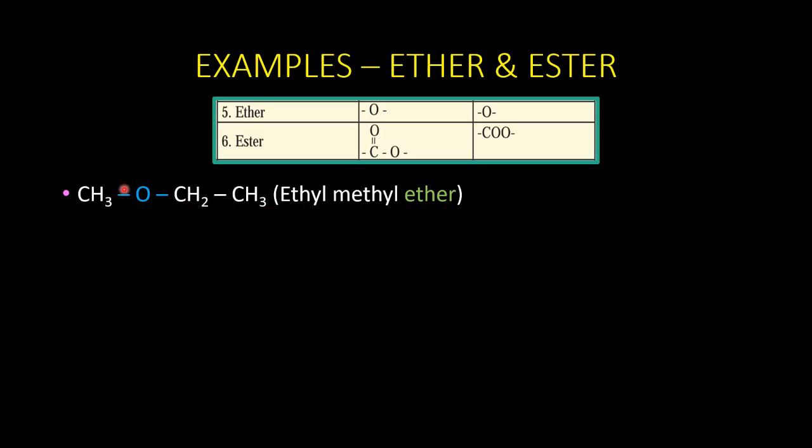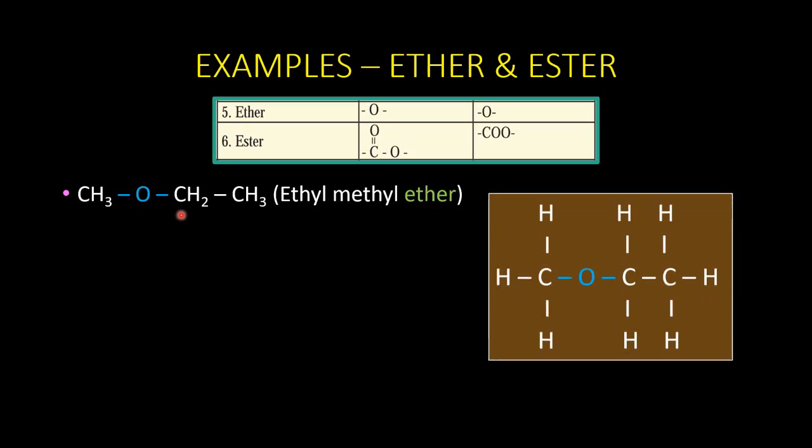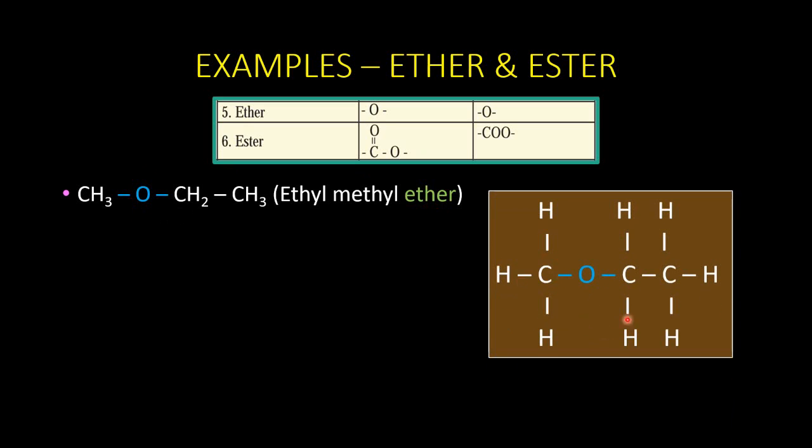Whatever is attached on the right side of the functional group, the group together will be represented first. So it is an ethyl group, so ethyl, and then on the left is methyl. So it is methyl, and then the name ether representing the presence of the functional group ether. So this is how it is represented elaborately.